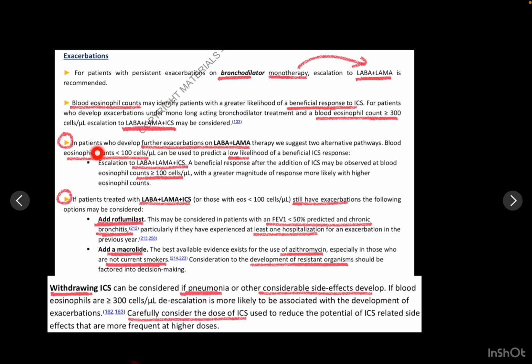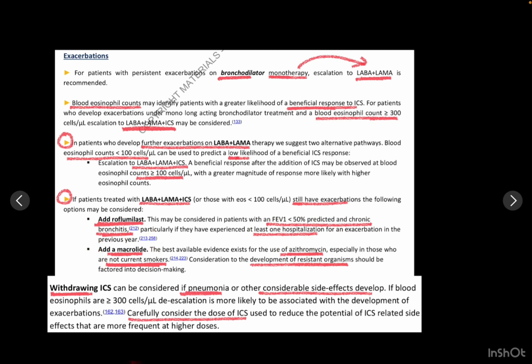Then they are saying that in patients who develop further exacerbation on LAMA plus LABA, if the blood eosinophil count is less than 100, then we should not give ICS. If it is more than 100 or more than 300, then we should use inhaled corticosteroid. If a patient treated with LABA, LAMA and ICS triple combination still has exacerbation, then we should add roflumilast if FEV1 is less than 50% predicted or the patient has chronic bronchitis and has experienced at least one hospitalization for exacerbation in the previous year.